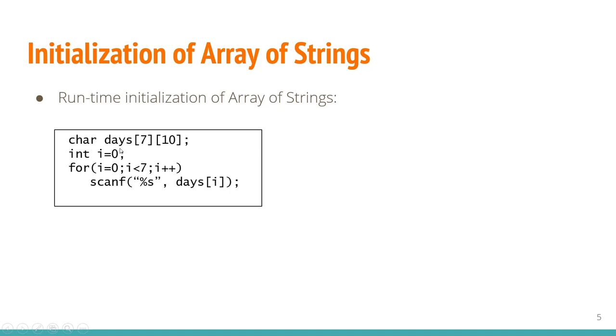Here, suppose I want to read the days of a week from the user, I can use a for loop and use scanf with %s as a format specifier to read each string. However, you can observe that in scanf, I'm only using the first dimension because each string is considered as one row. So I just need to read one string and store it in that particular row. I'll start from i equal to 0 and go till i reaches 6. So from the 0th index position to the 6th index, I'll be storing all the days of a week in this two-dimensional character array, or array of strings.